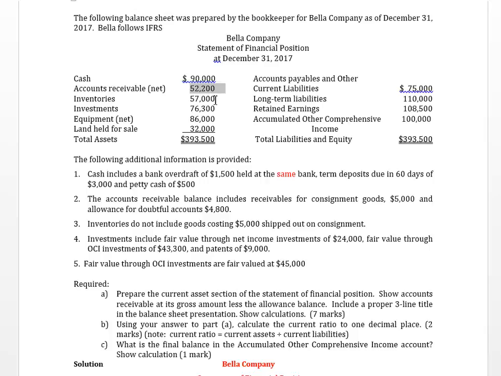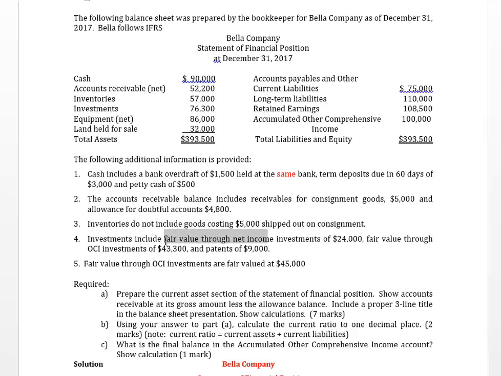We also see that our investments account is sitting at $76,300, and it includes $24,000 of fair value through net income investments, $43,300 in fair value through OCI investments, and patents of $9,000. What you would know here is that patents are intangible assets, and they're in the non-current assets section, so by definition, they're not part of your current assets section. We also know that fair value through OCI investments are non-current. They're in the long-term investment section, so they're not part of your current asset section. So the only one here that is part of it is your fair value through net income investments.